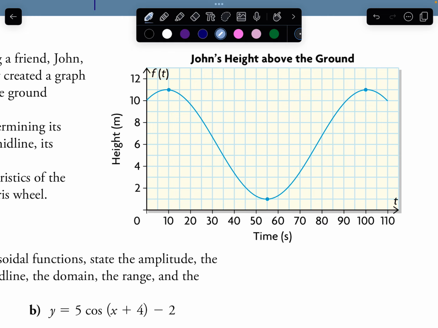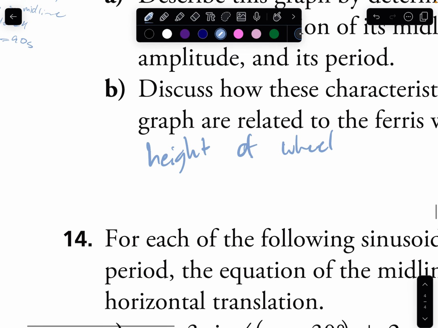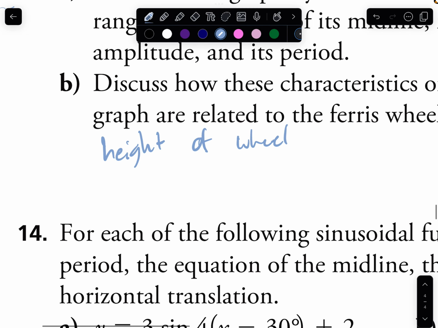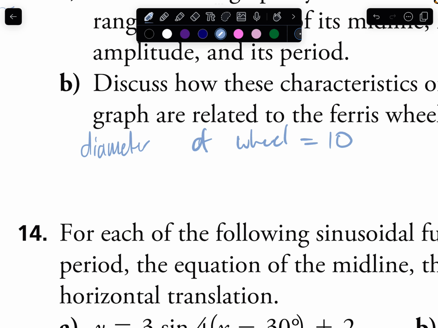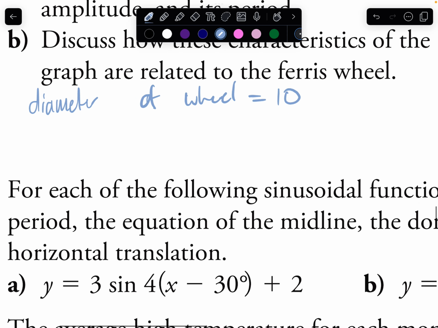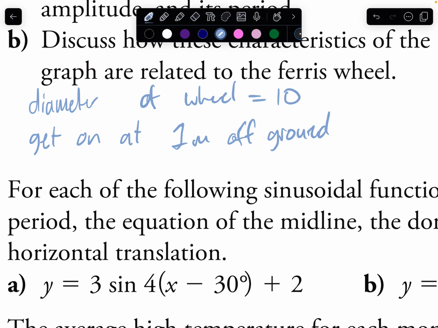Okay, so that means since it starts at 1, we can say diameter actually instead of height. Equals 10 because it goes from 1 to 11. Get on at 1 meter off ground because that's the minimum height. And that's all you really need to say, I think.